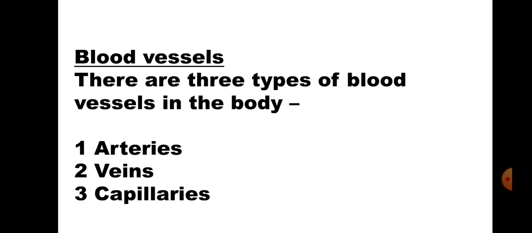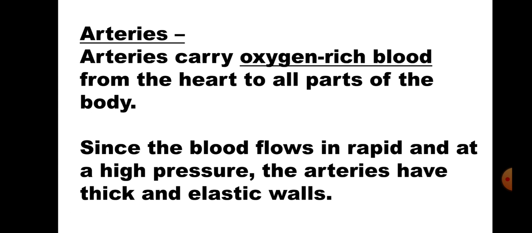So, there are three types of blood vessels in the body: arteries, veins, and capillaries. Now, what are arteries? Arteries carry oxygen rich blood from the heart to all parts of the body. Since the blood flows rapidly and at a high pressure, the arteries have thick and elastic walls.